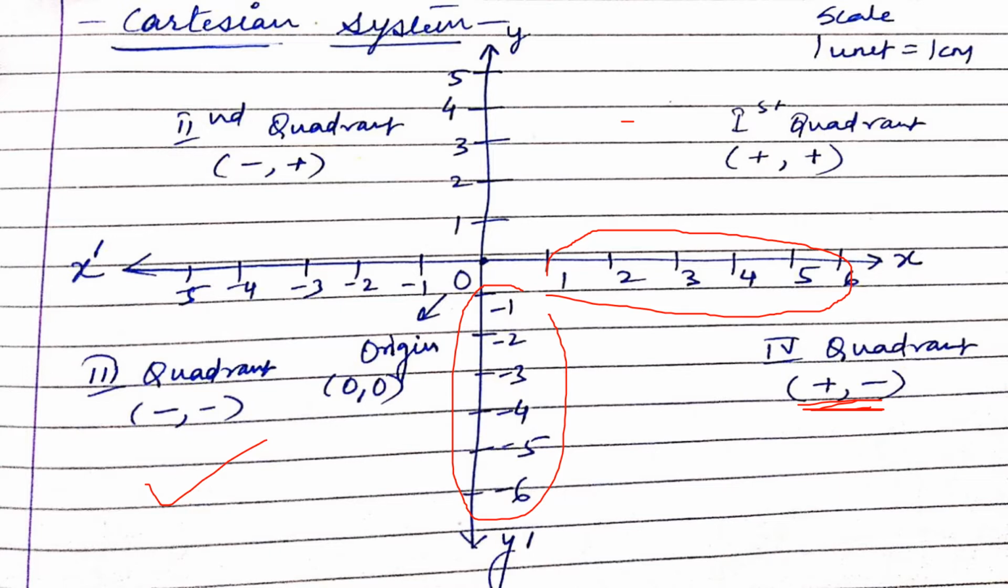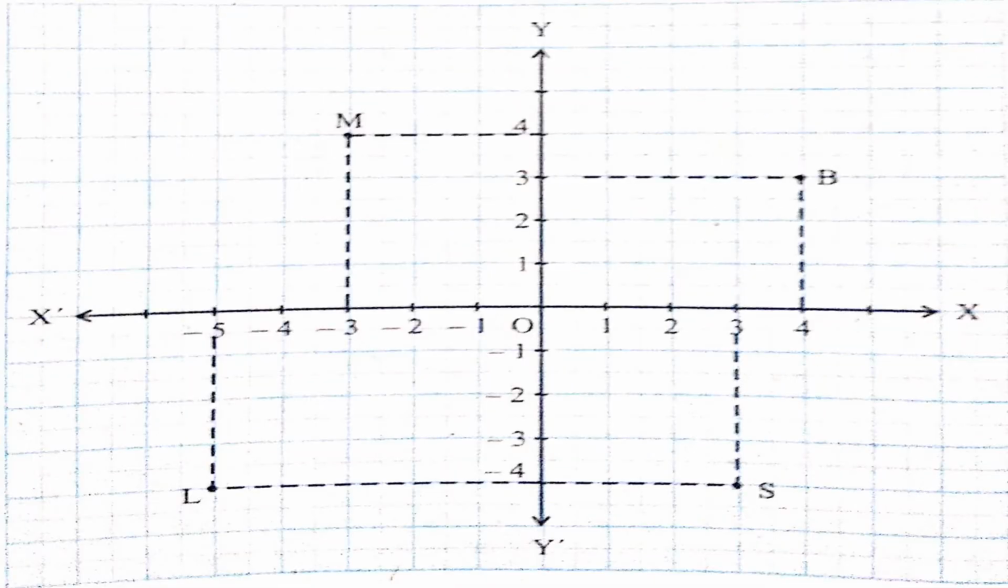Okay. Now, here you can see a question. In this, we have to find these values. Let's understand. First, let's see this value b. What do you think? What is its coordinate? I have told you that you have to find two coordinates, x comma y.